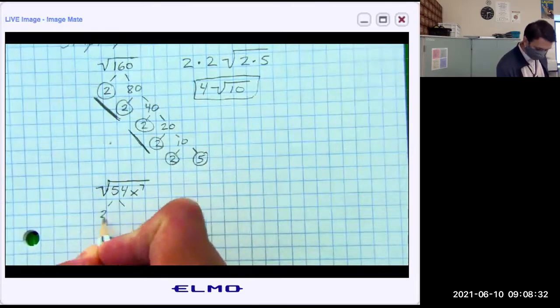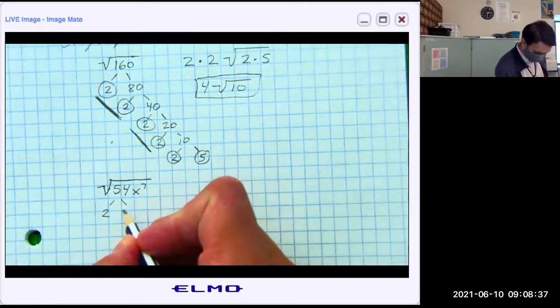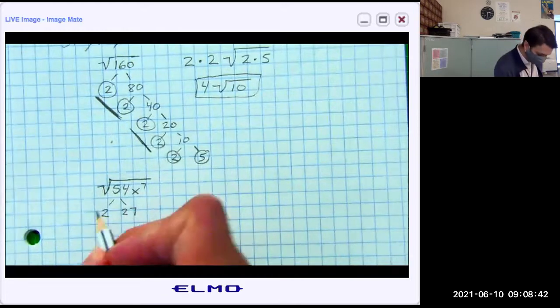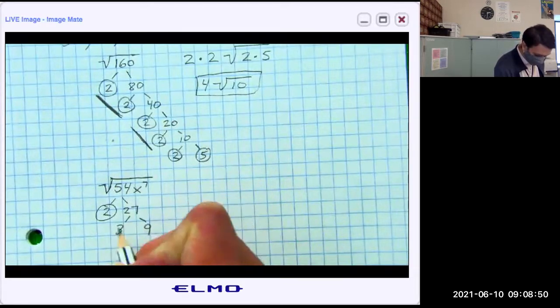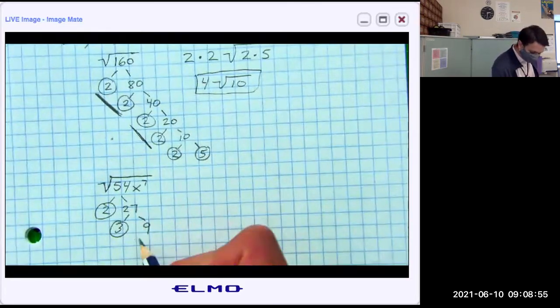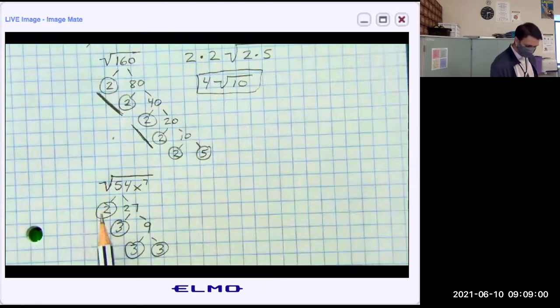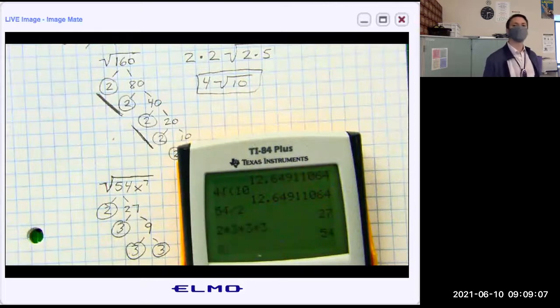You can divide by 2. What is 54 divided by 2? Oh, 27. 2 is prime, so it's done. You can circle it if you want. The 27 can't be divided by 2, but it can be divided by 3. That would be 3 and 9. 3 is a prime, so we circle it. And then the 9 can be broken into 3 and 3. And those are both prime. So there's the prime factorization. 2, 3, 3, 3. And you can always check your work. 2 times 3 times 3 times 3 is 54. We did it correctly.